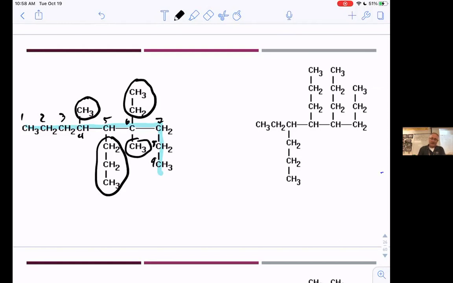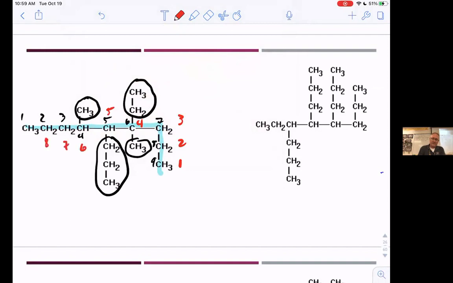If I number it from the other direction, I have 1, 2, 3, 4, and then I have something on 5, and then I have 2 things on 6. If I number from the other direction, I have 1, 2, 3. This one would be 4. Let's use a different color. Maybe that'll be a good idea. Let's use red. See if that works. 1, 2, 3, 4. The 5 is still the same.